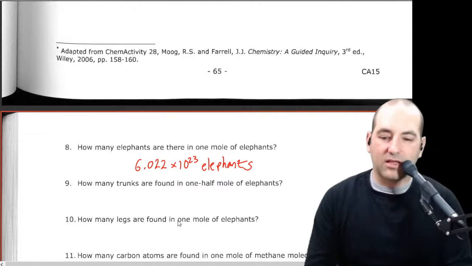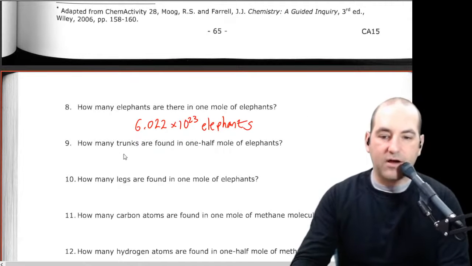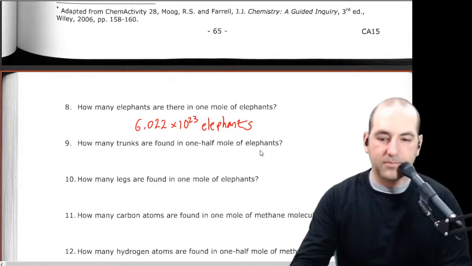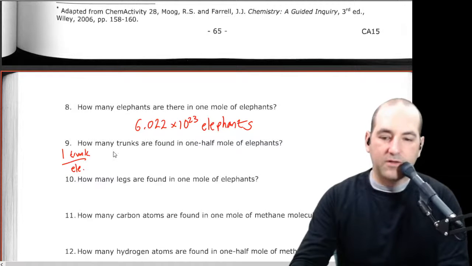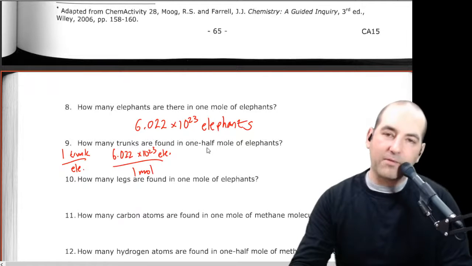So let's look at now what becomes a little bit more complicated of a question. How many trunks are found in 1/2 mole of elephants? So we need to know a couple things here. We know there's 1 trunk per elephant. And we know that there are a lot of elephants, 6.022 times 10^23 elephants per mole. So we need to take half of that number to find the number of trunks in a 1/2 mole of elephants. But think about what that means.